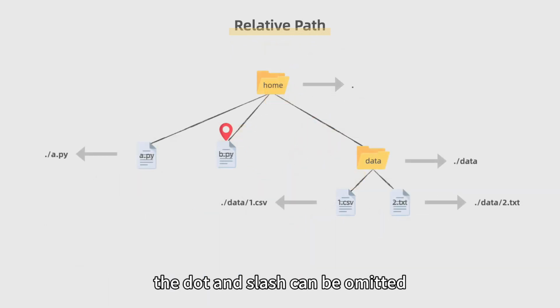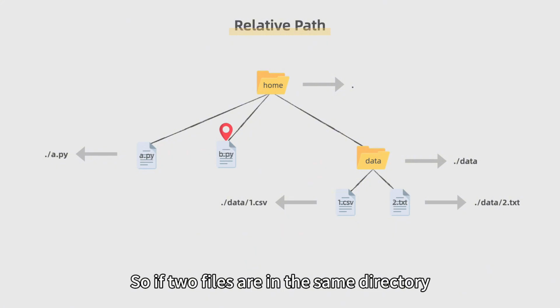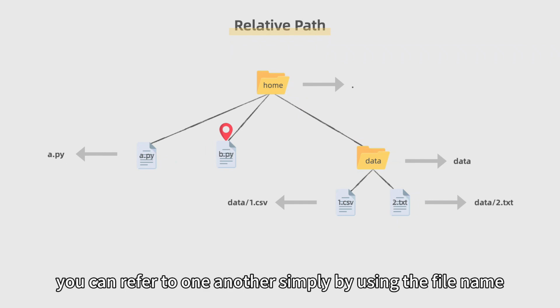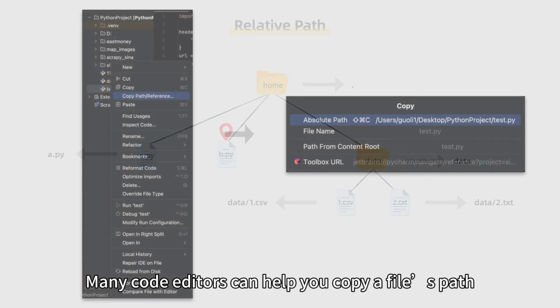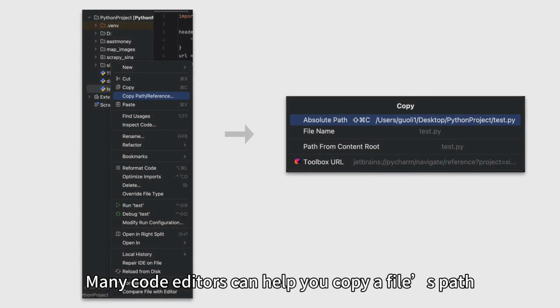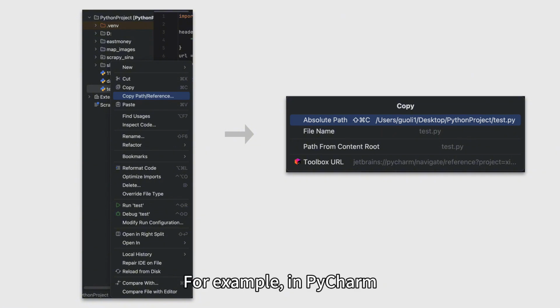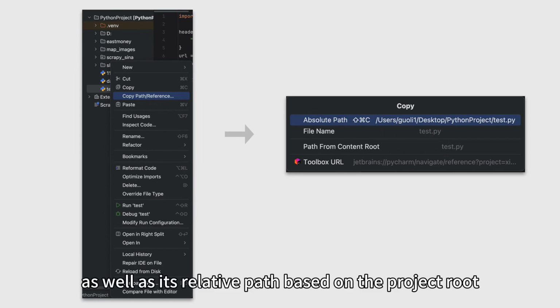In addition, the dot and slash can be omitted, so if two files are in the same directory, you can refer to one another simply by using the file name. Many code editors can help you copy a file's path. For example, in PyCharm, you can right-click a file and choose Copy Path Reference to get its absolute path, as well as its relative path based on the project root.